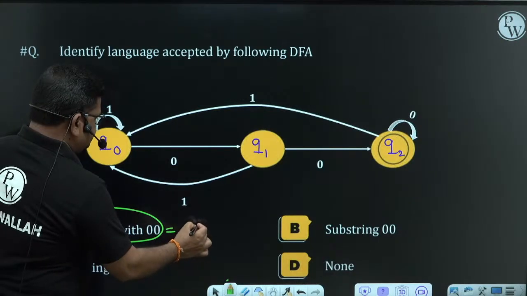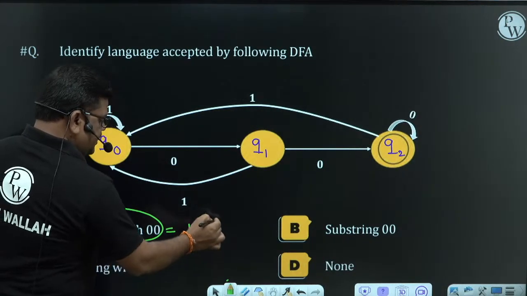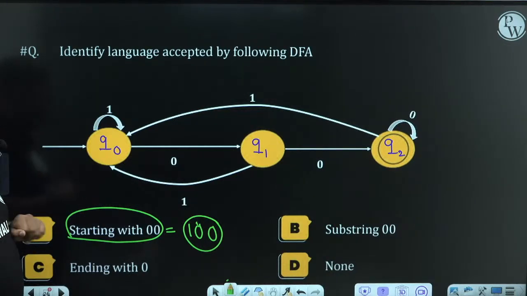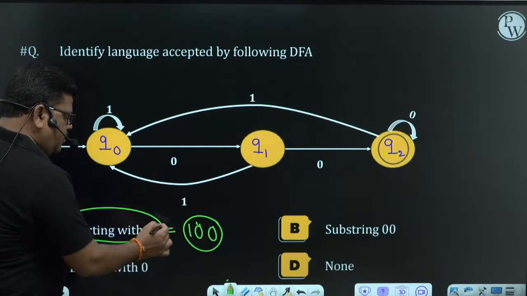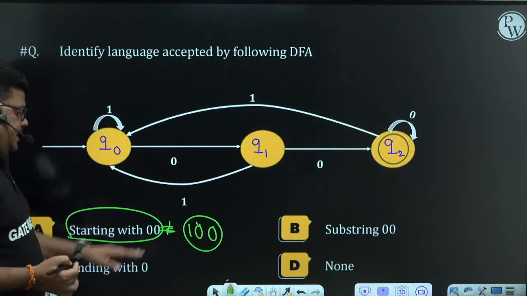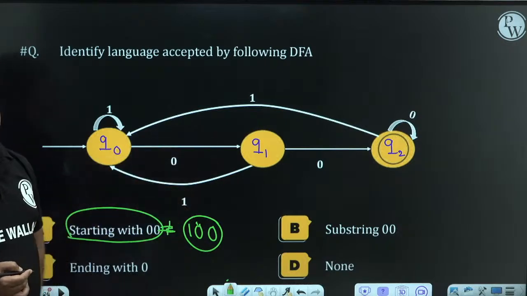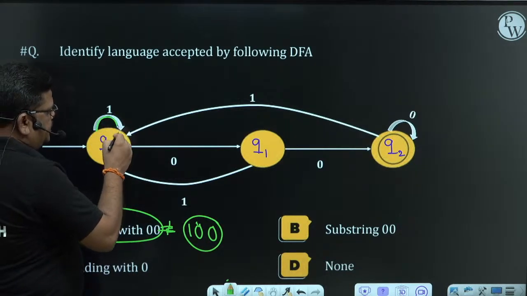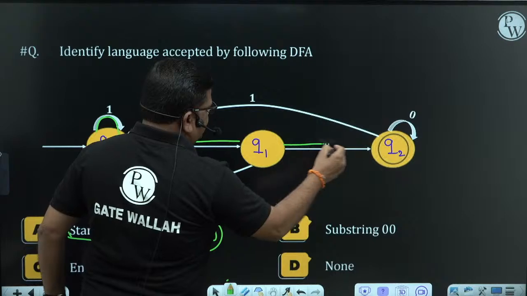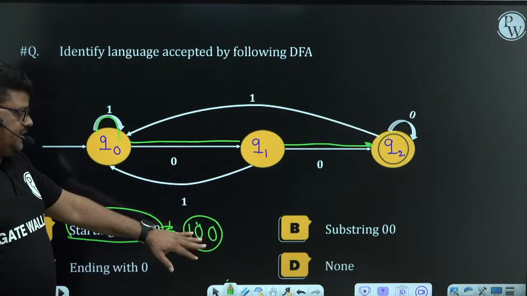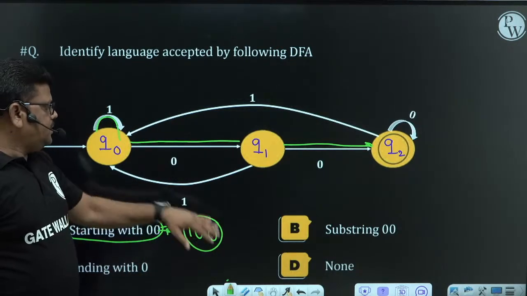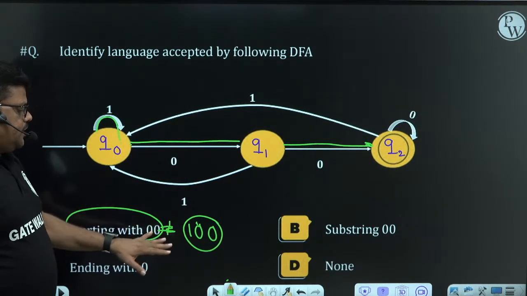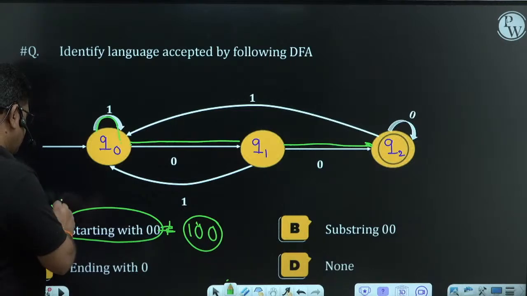So if I give this string 100, does this string belong to this language? Starting with 00 is required, so it does not belong. If A is the right answer, this string should be rejected, since it is not starting with 00. But what happens is, even though the string is not starting with 00, this automata clearly accepts 100. That means accepting strings starting with 00 is not a required condition. So this is not our condition, A is gone.